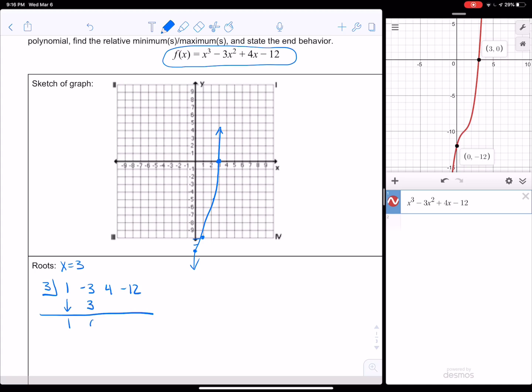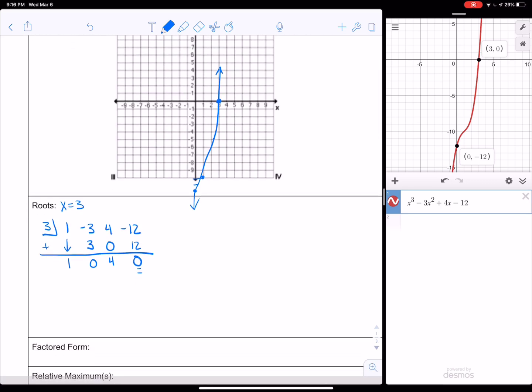-3 plus 3 is 0. 0 times 3 is 0. 4 plus 0, because we're adding these together, is 4. And 4 times 3 is 12. So we have no remainder, which is what we should have. And we end up with 1, 0, 4 for the coefficients of our quadratic. So now we have x squared plus 0x plus 4 left over. And then we just have to solve that.